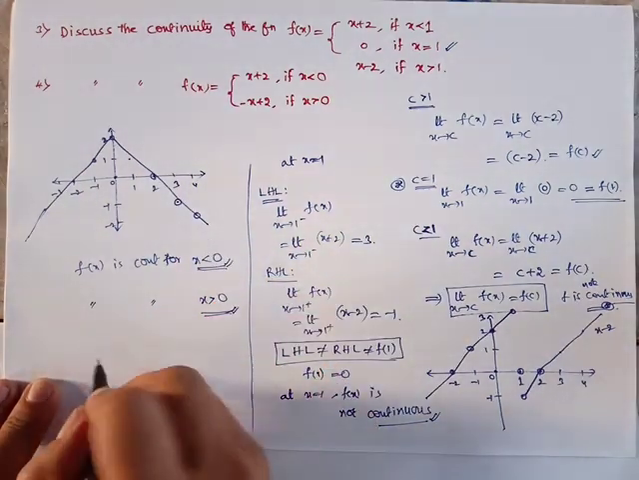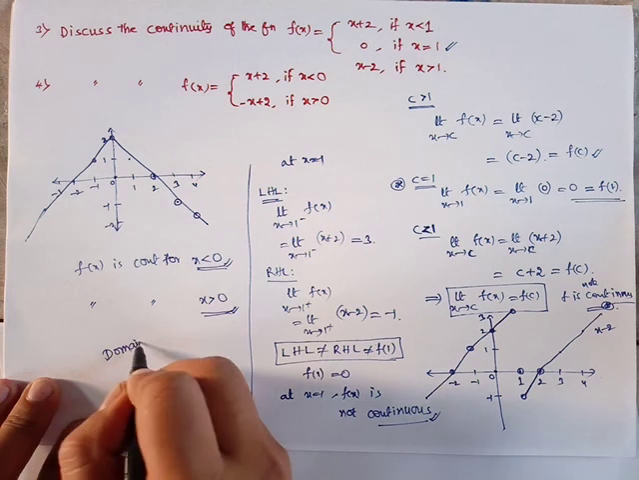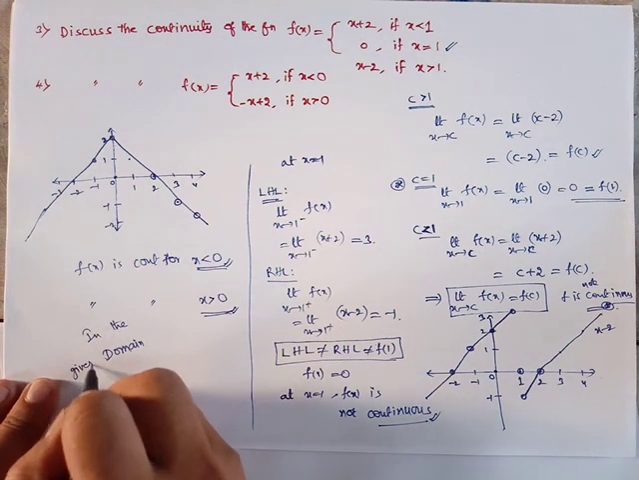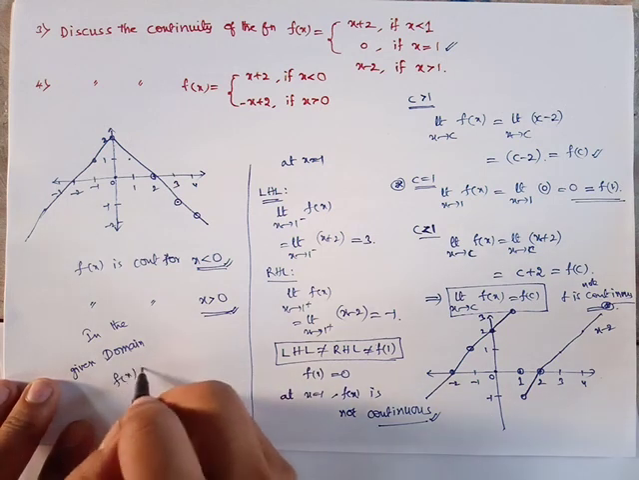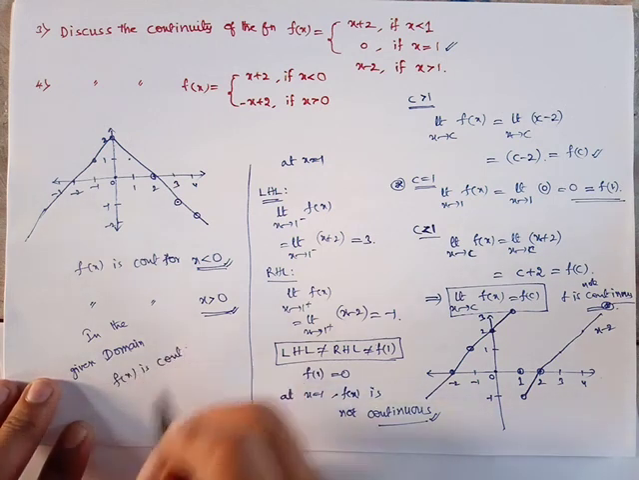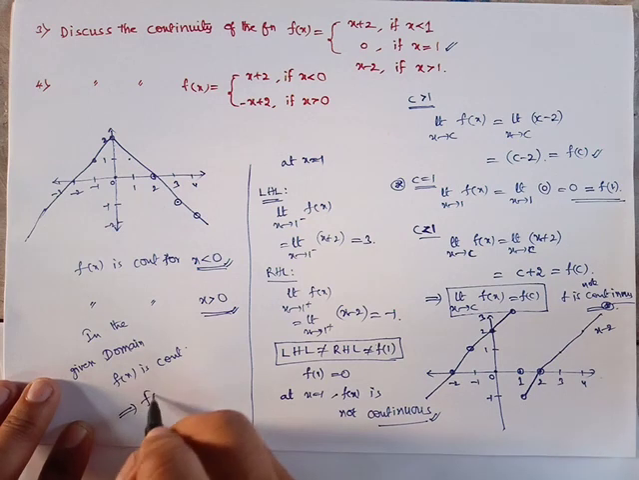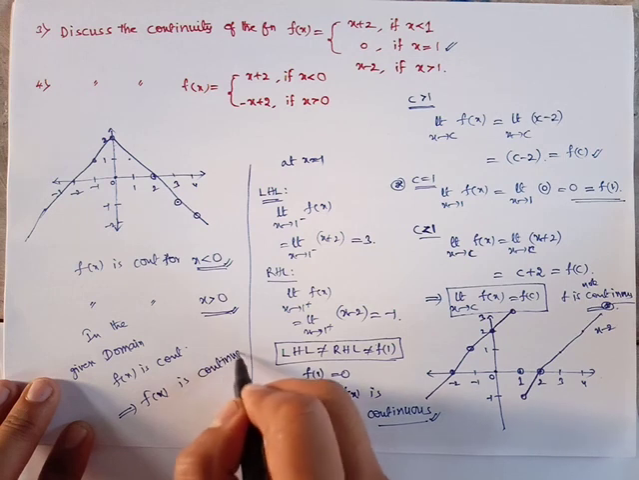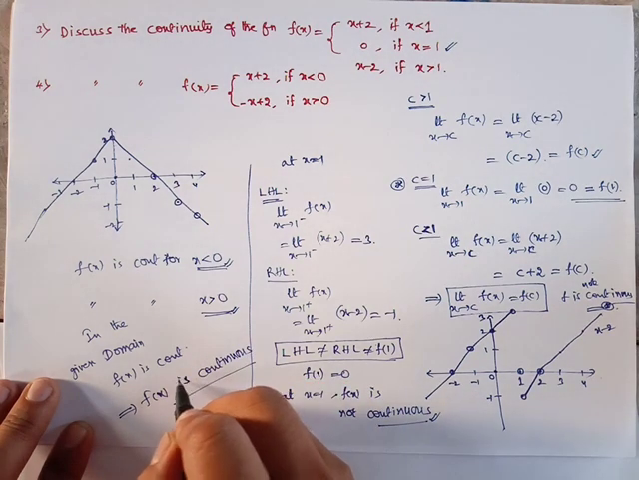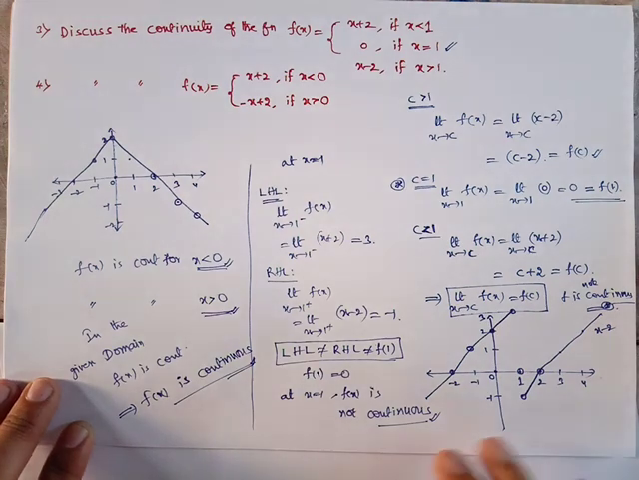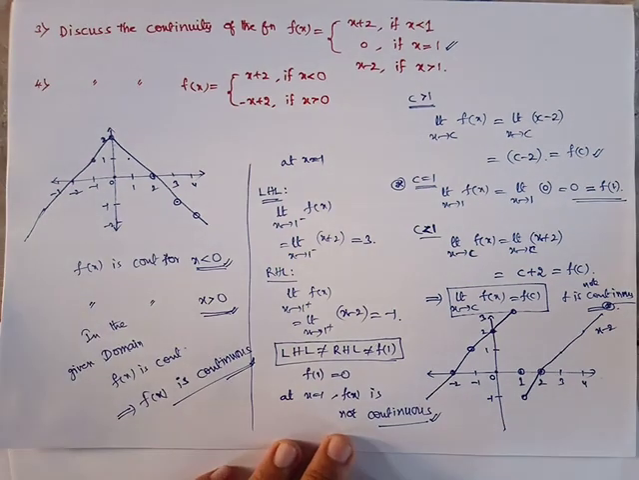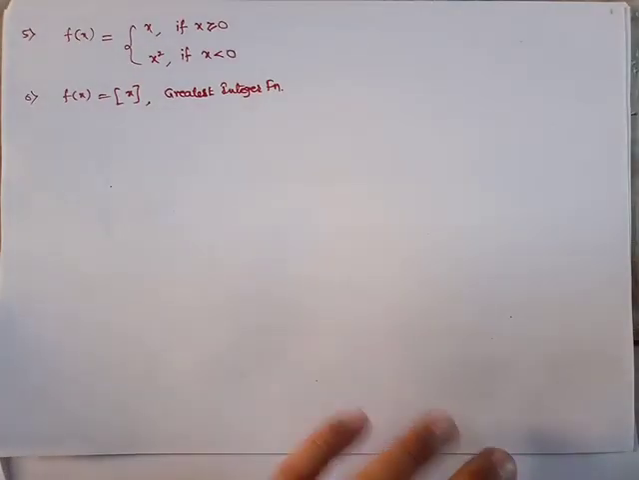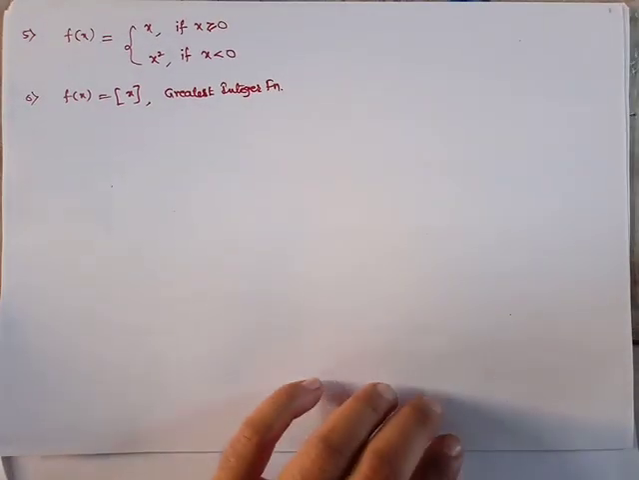Then what is the particular domain given? So in the given domain, f of x is continuous, and simply we can say f of x is continuous in the given domain. Now coming to the next question, we'll check the continuity of these two functions.